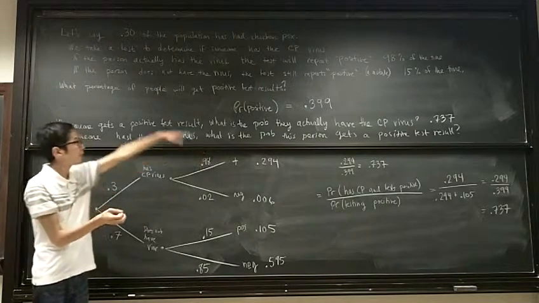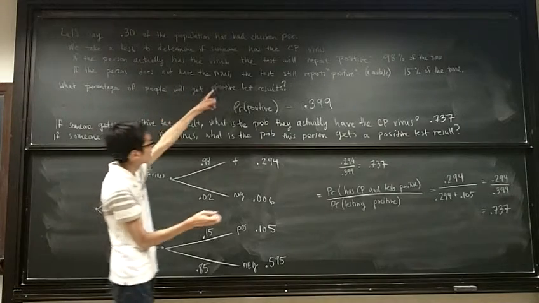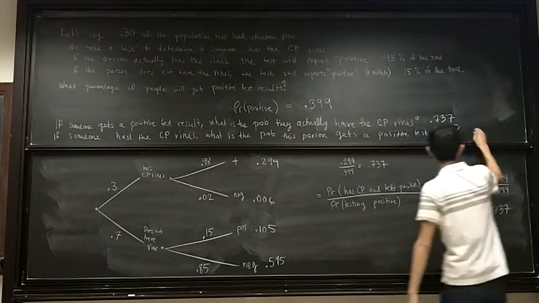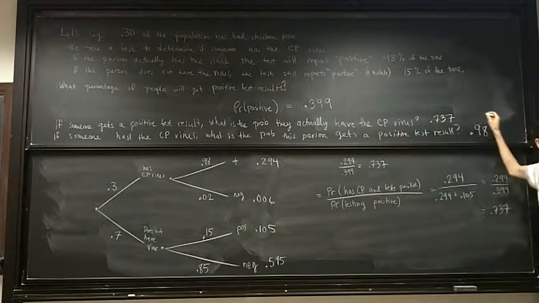It's written right in the question. It says, if the person actually has the virus, the test will report positive 98% of the time. So the answer here is taken directly from the test question, and the answer is 0.98.